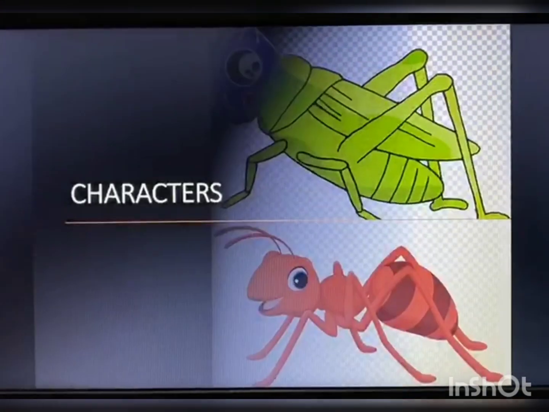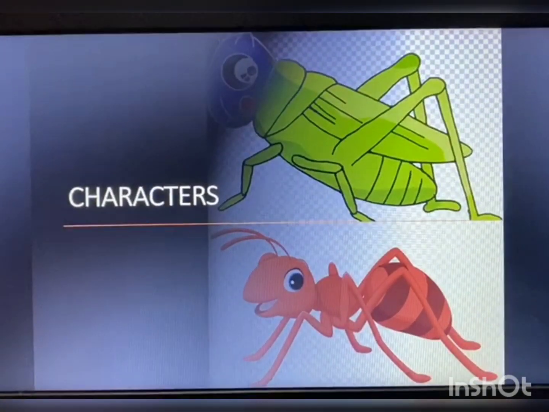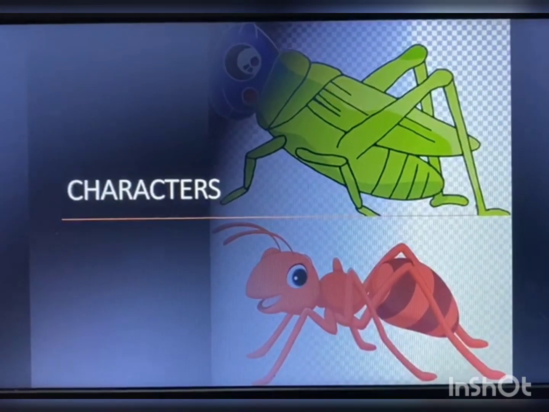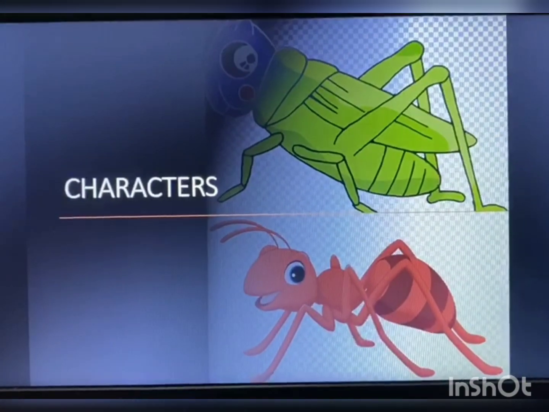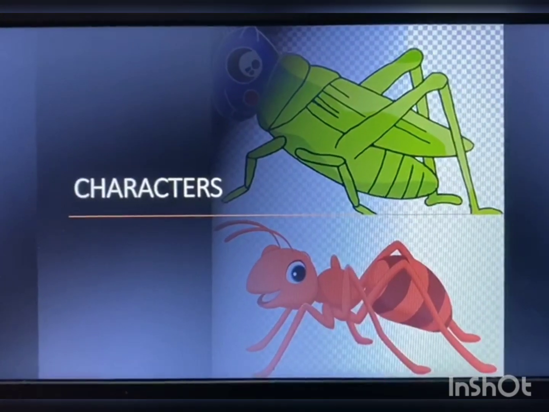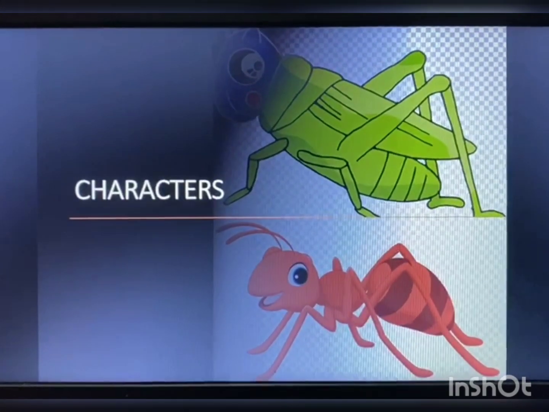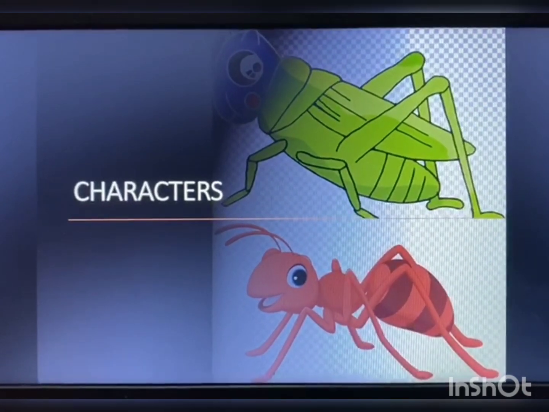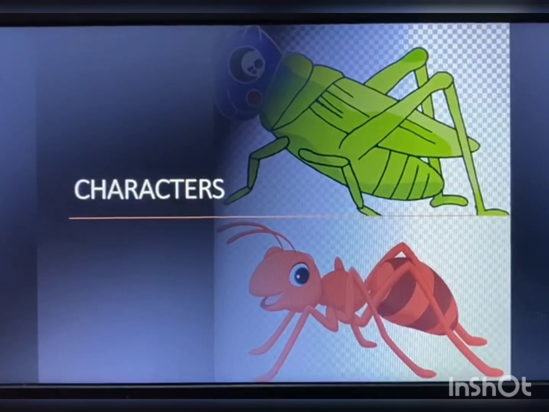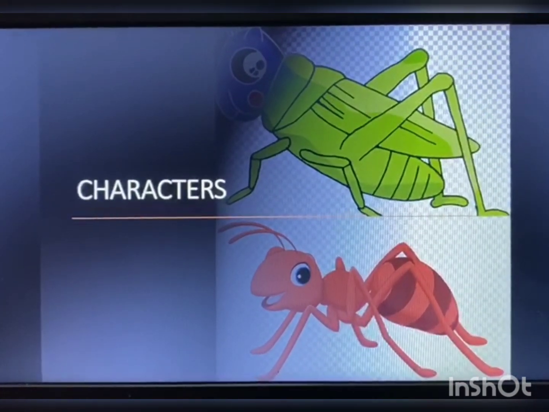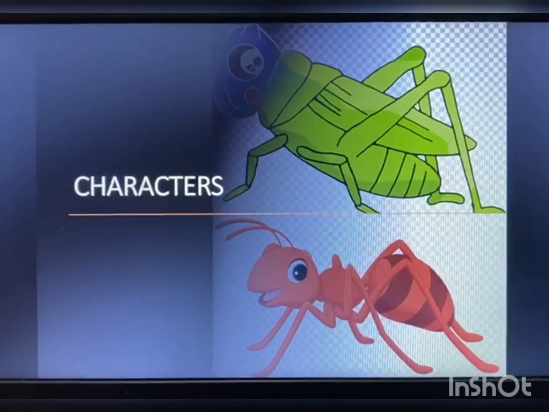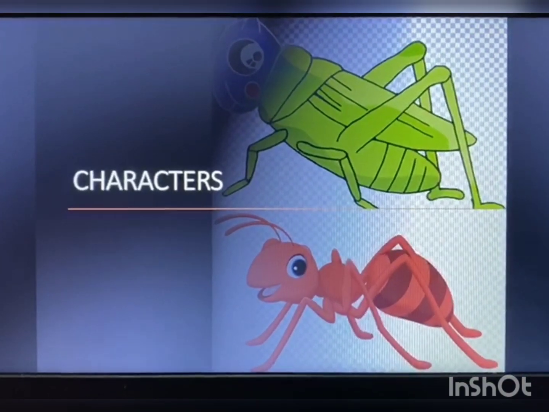Now, the characters of the poem are the ant and the cricket. Students, let's get familiar with both the characters. Ant. The ant is a very small insect, but it is very intelligent and hardworking. As you have learned about ants in the previous class, the ant is also called a tiny teacher. We can learn a lot from them: hard work, sense of duty and discipline, cleanliness, loyalty and care for the young ones.